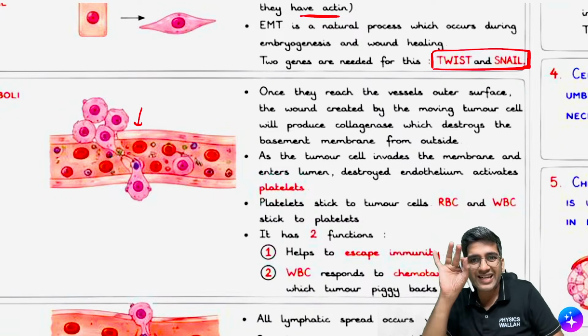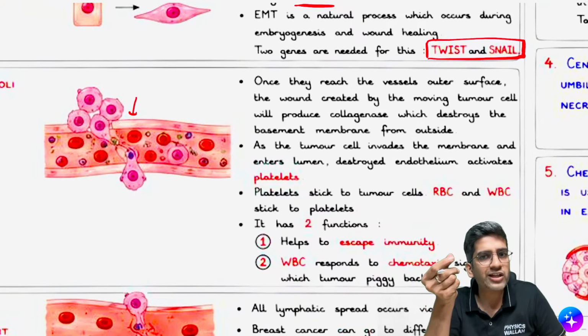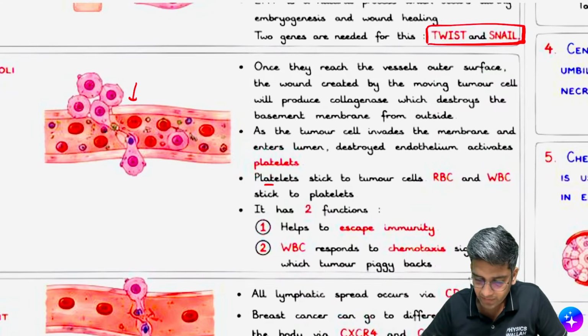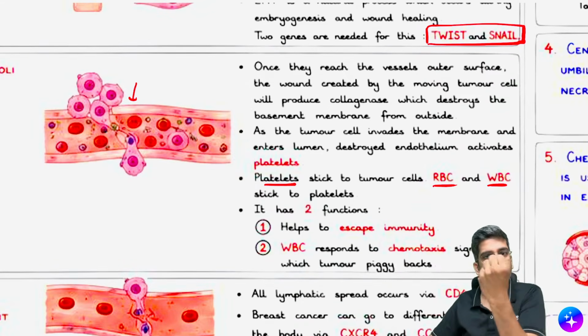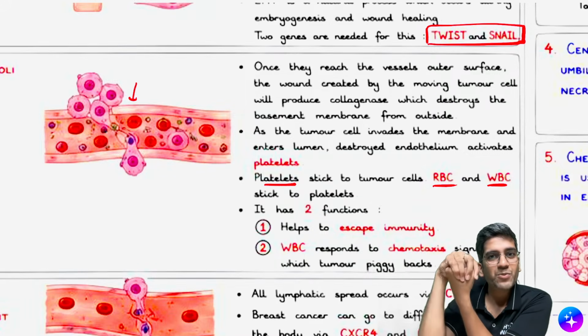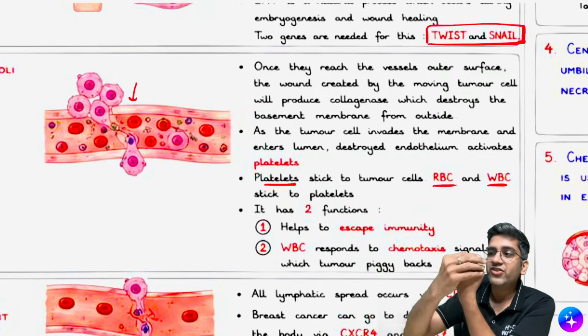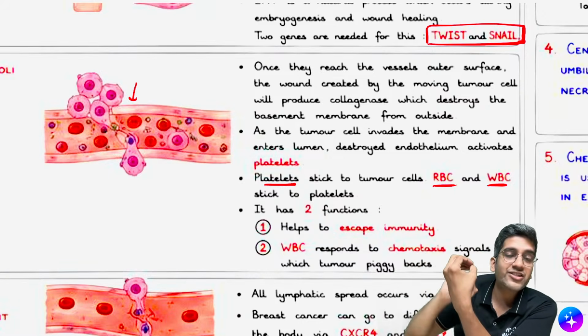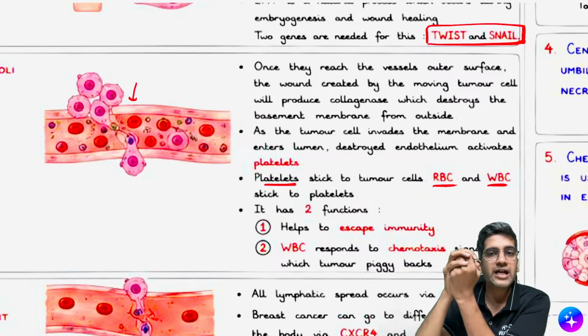The moment it comes inside, it will cause endothelial damage. Yes. Endothelial damage will cause clot. So what will happen is platelets, RBC, WBC, everything will stick and cover the tumor cell. Why are they covering? So I can escape immunity, because my body will see a layer of WBC in the blood and not the tumor cell. Tumor cell is there in the center. Rest everything is covered by platelets, RBC and WBC.